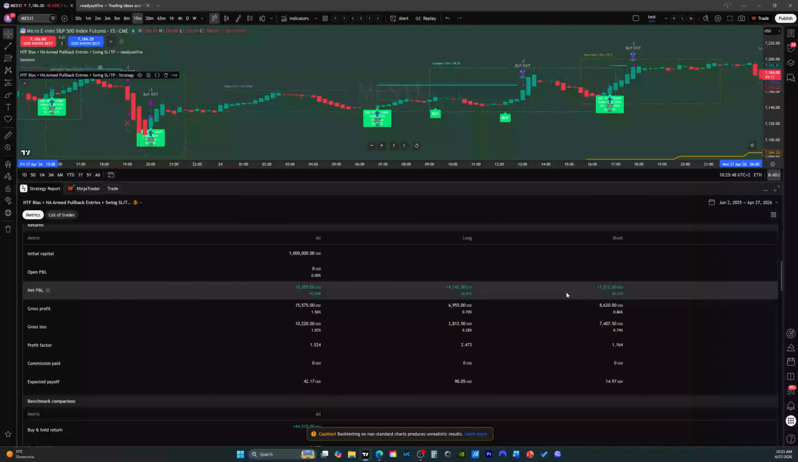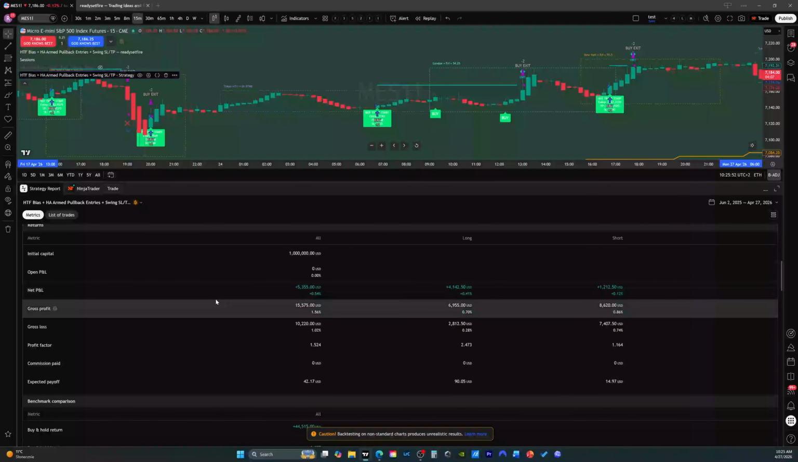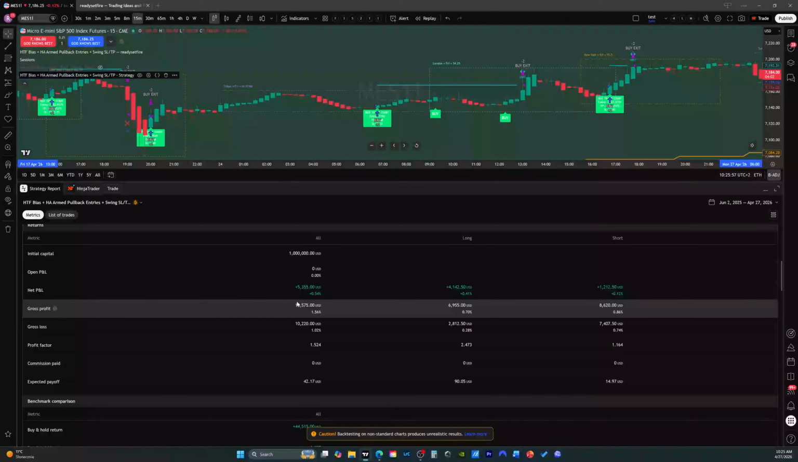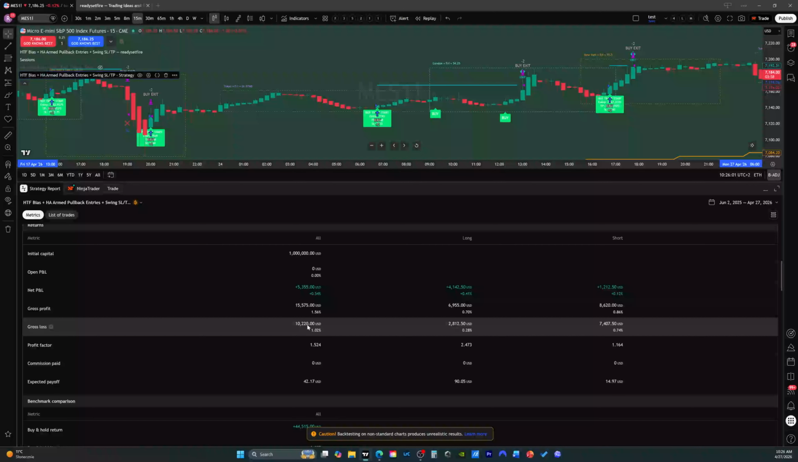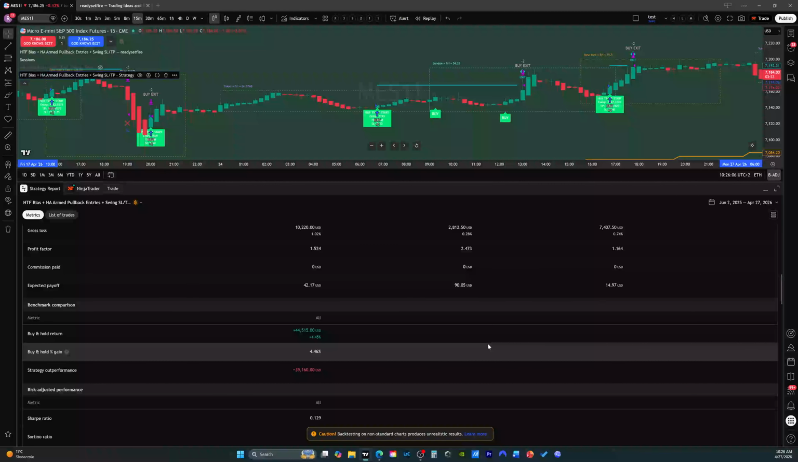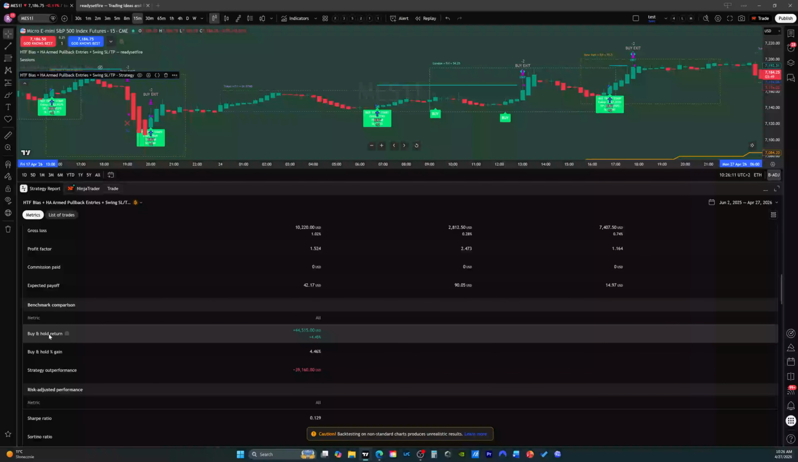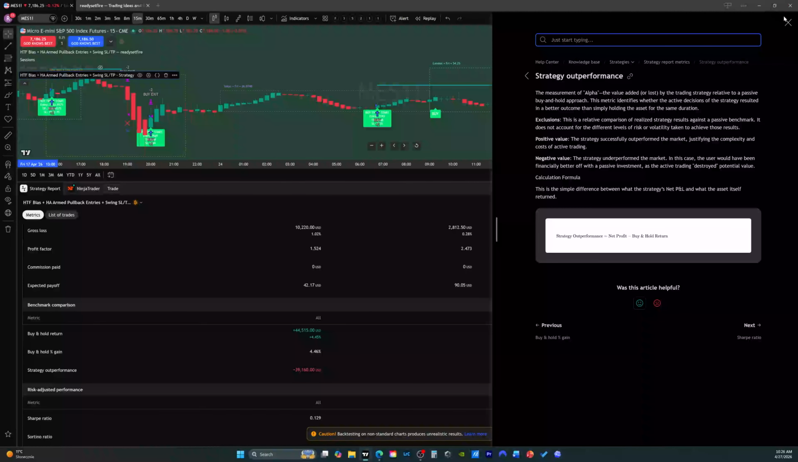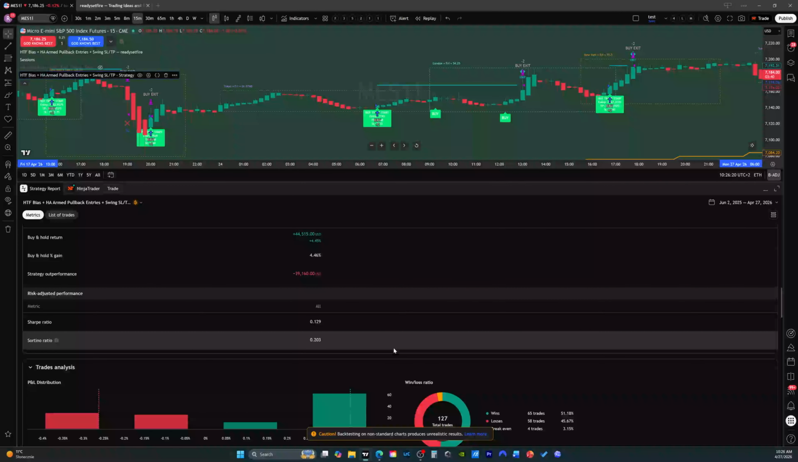Initial capital. Let's see. Net P&L 5,355. Gross profit 15,575. Gross loss this much, whatever that means. Buy and hold return 44,000. Strategy outperformance, I'm not sure what that means. I don't care either.